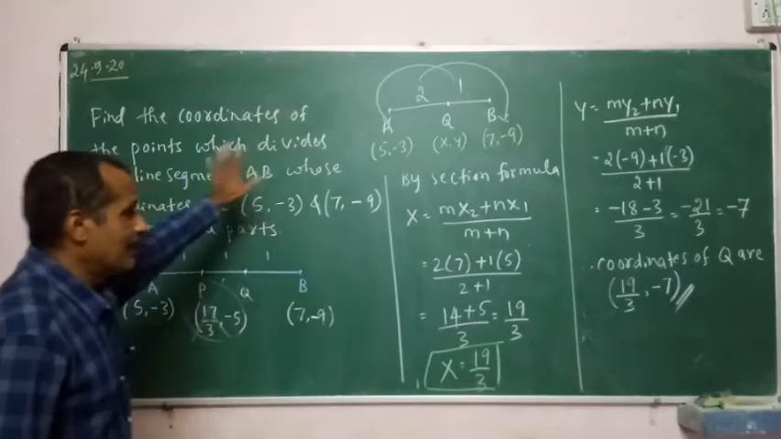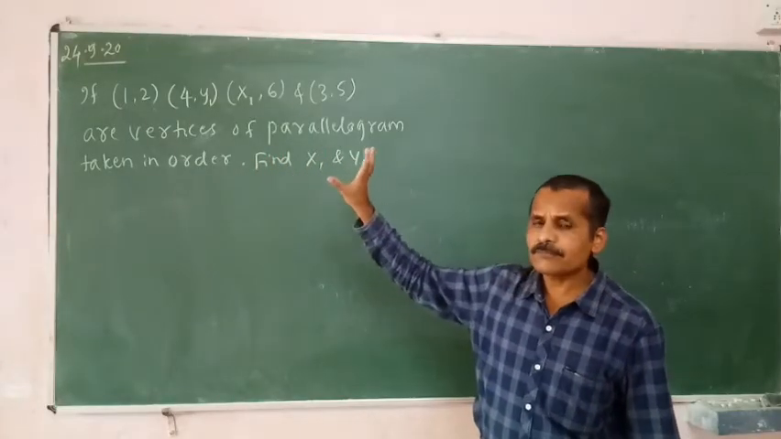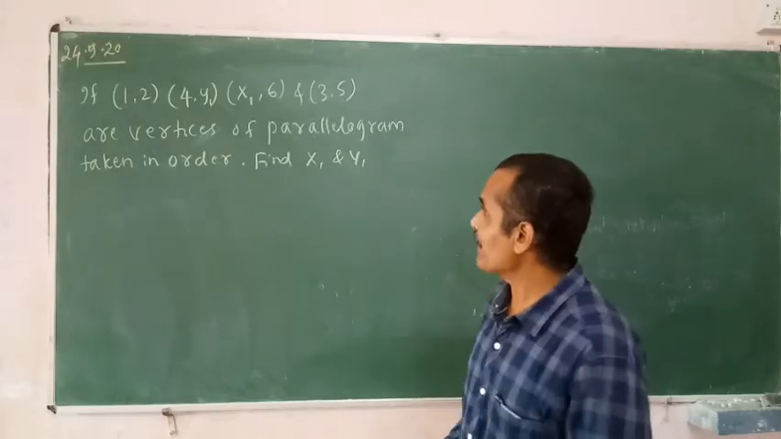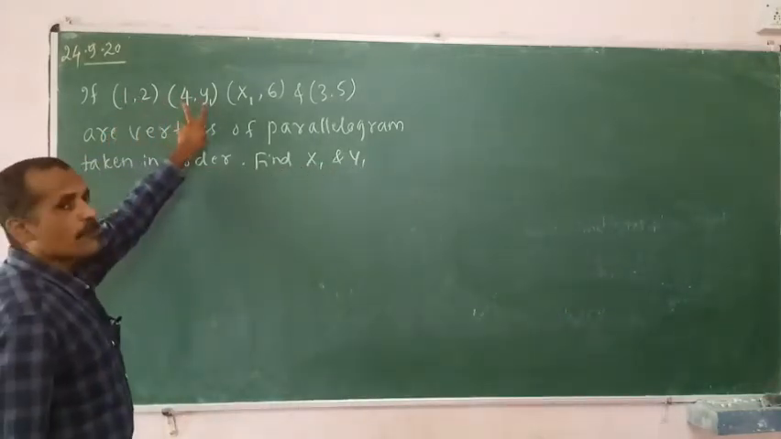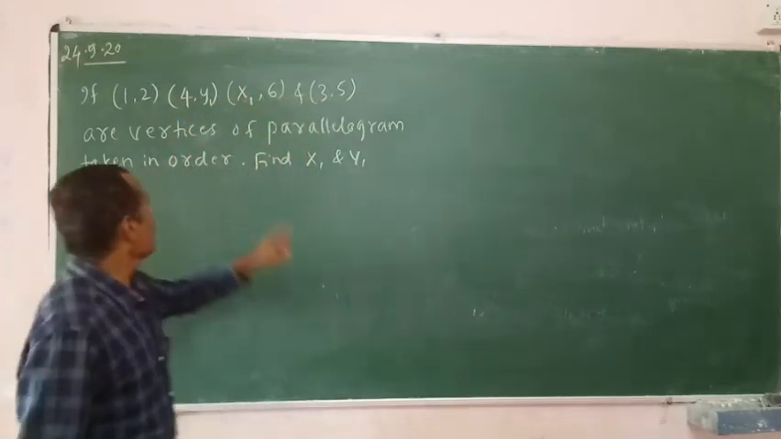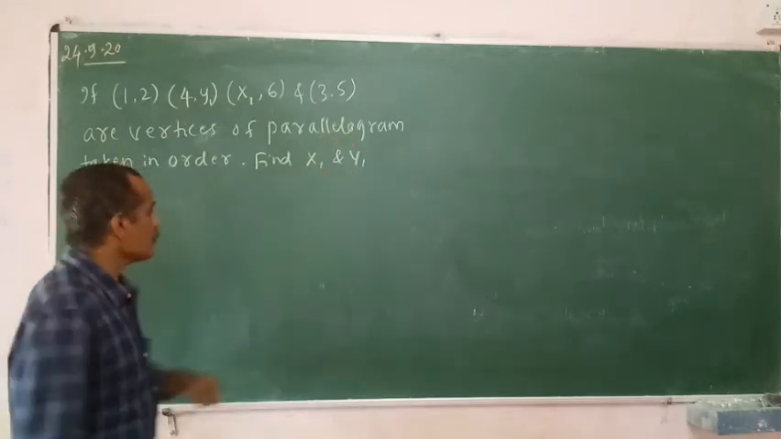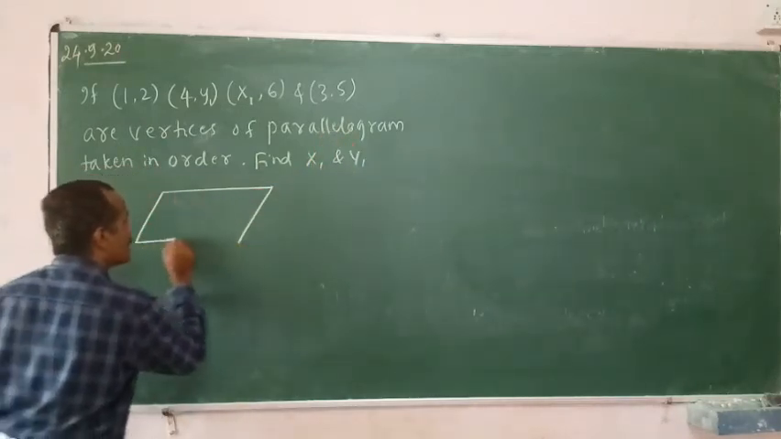First, complete this. Let us take this problem. First, let me tell you what is the meaning of this problem. They told (1, 2), (4, y1), (x1, 6) and (3, 5). They are the vertices of a parallelogram.